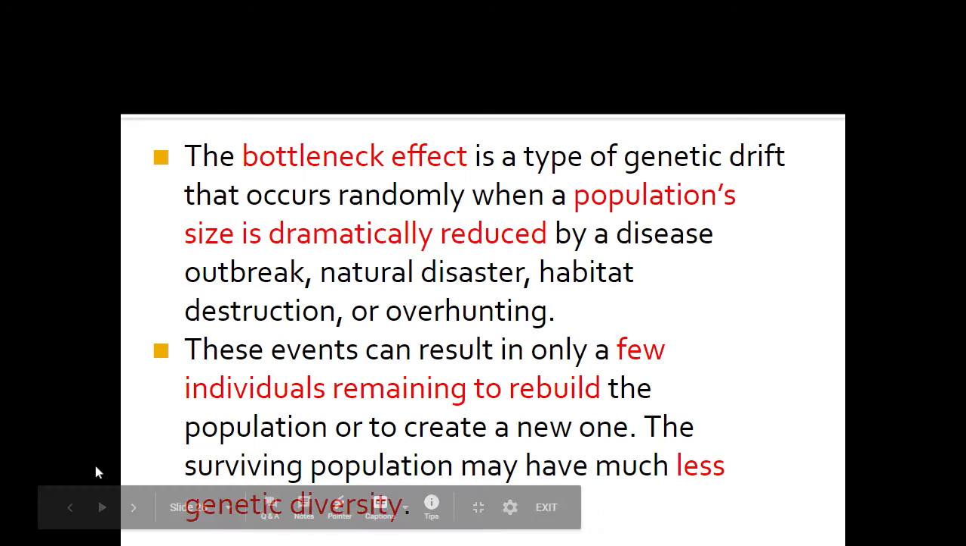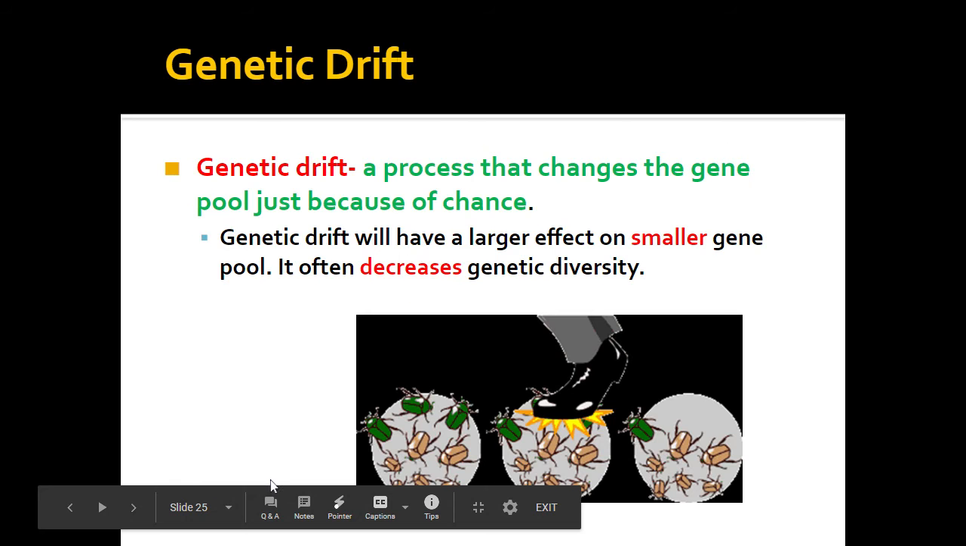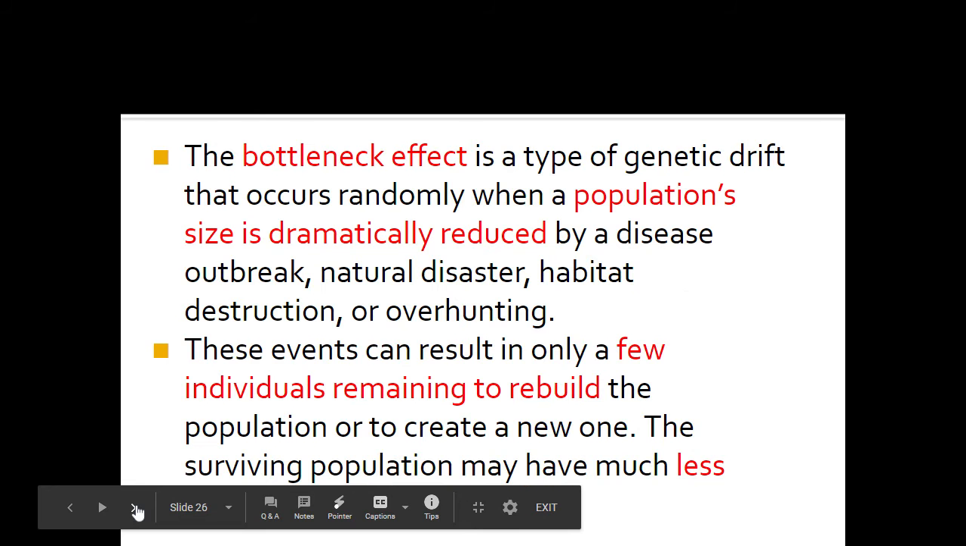Okay, so if you go back here, like I said, if this population is remaining after a disaster, such as a guy stepping on some of the beetles, okay, then you're going to see mostly brown beetles to continue on, and that's what the bottleneck effect is. If the guy had stepped on all the brown beetles, then you would have seen the green population carry on. So that's the bottleneck effect.